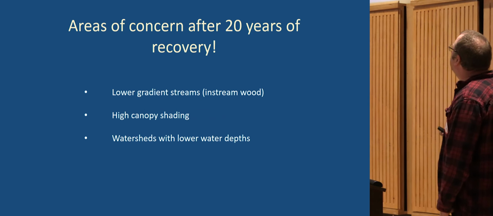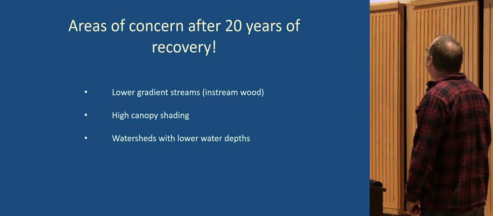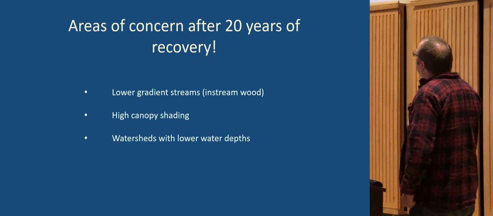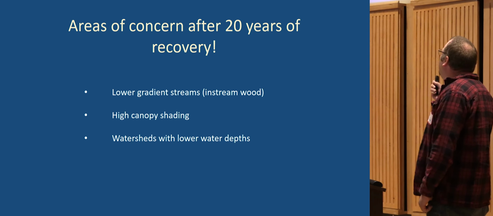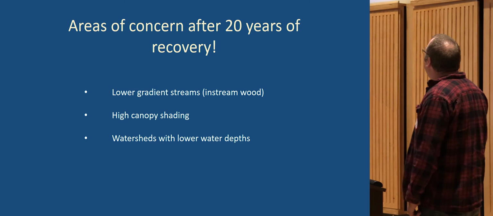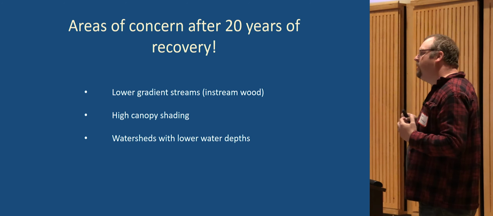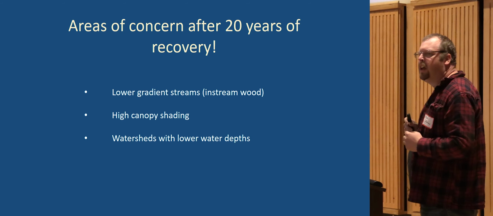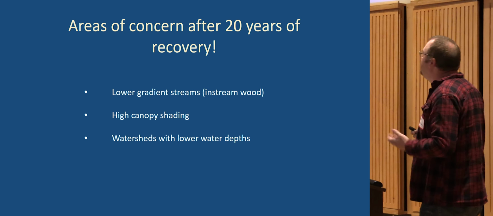So we've now gone through about 20 years of recovery, at least 20 years of recovery. And these are my areas of concern. One is lower gradient streams and potentially in-stream wood, high levels of canopy shading throughout the forest, and watersheds with lower water depths. And climate change makes me a little more nervous about this water depth thing, because we'll expect more extreme lower flows in the summer, and that could be very detrimental to our fish.